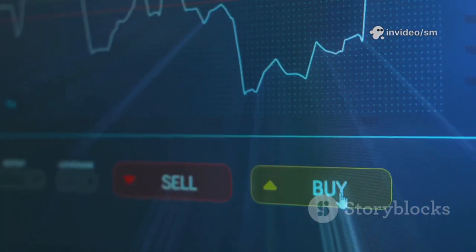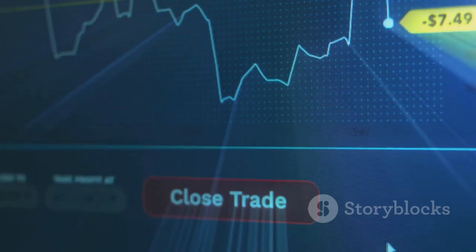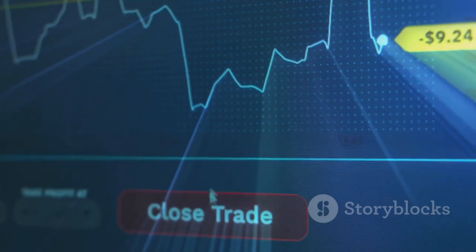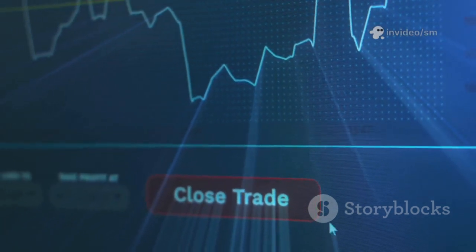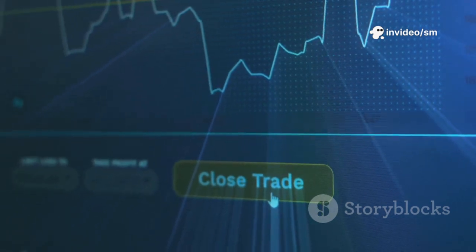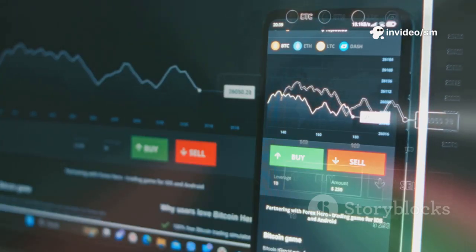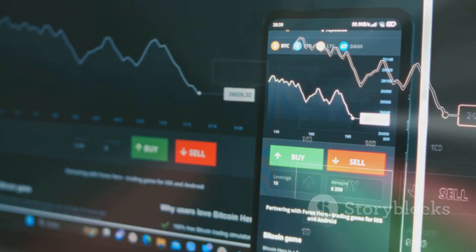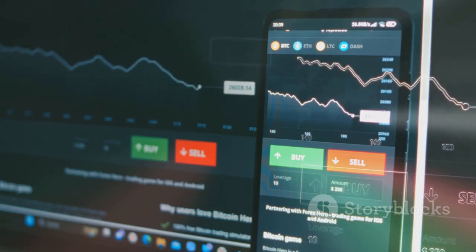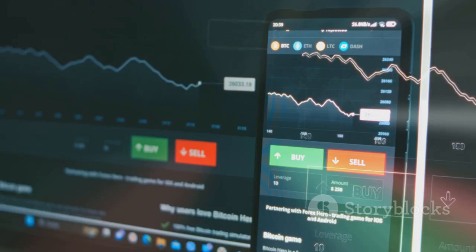When the short-term line crosses above the long-term line, it's called a bullish crossover. This is a classic signal that the trend might be shifting upward, time to consider buying or entering a long position. On the flip side, when the short-term line crosses below the long-term line, that's a bearish crossover. This suggests the trend could be turning downward, so you might think about selling or even shorting the asset.